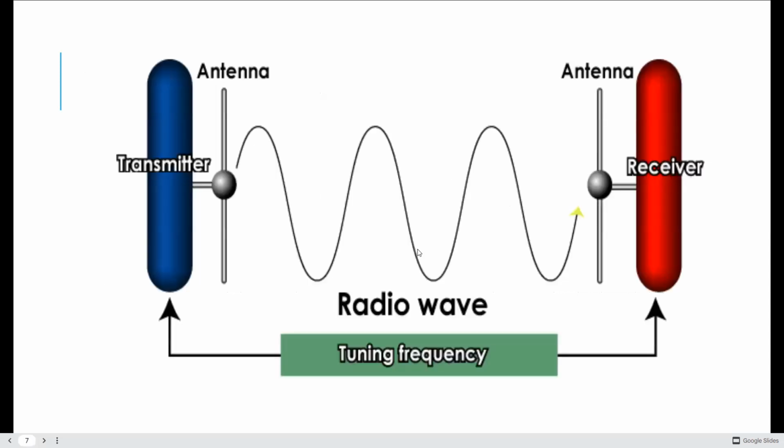If this is your transmitter, by the way, our radio phones are transmitter-receivers. So it transmits and it also receives. If this is your transmitter, it transmits radio waves going to the receiver and vice versa.